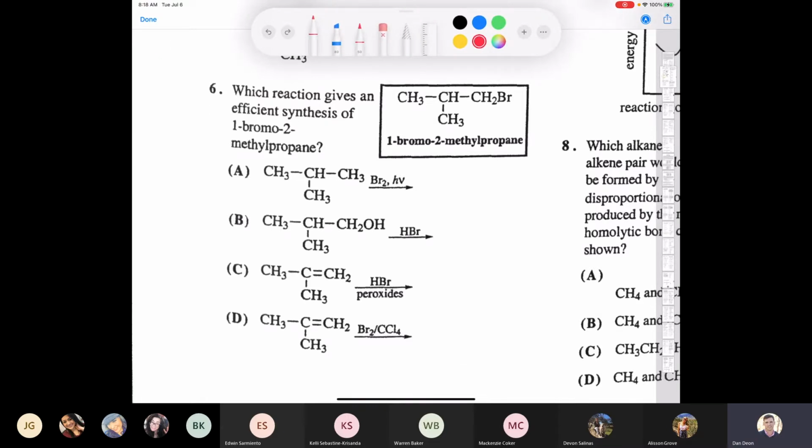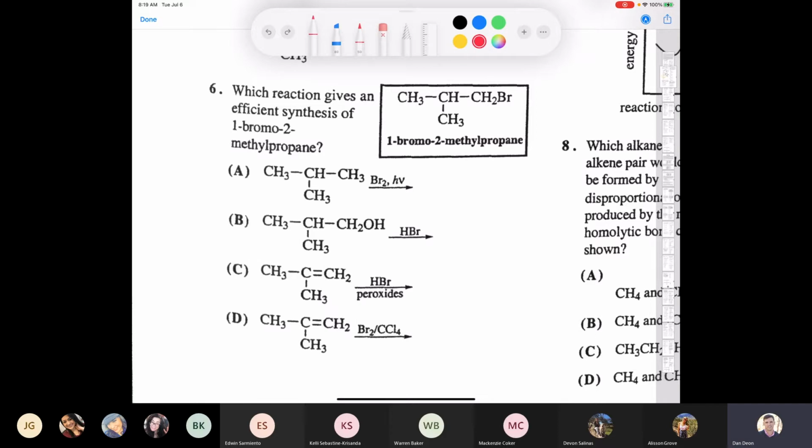It says, which reaction, and there are 4 different reactions for you to look at, gives an efficient synthesis of this molecule. So this is 1-bromo-2-methylpropane. I'll just give you a second. I want to see if my students can come up with an answer. And don't be shy. Could anybody suggest which one of these conditions would be the best?